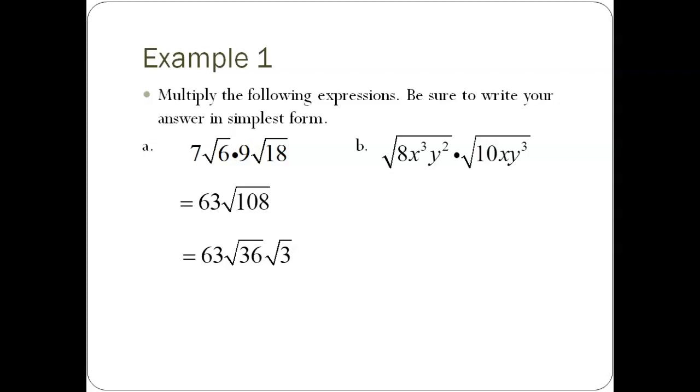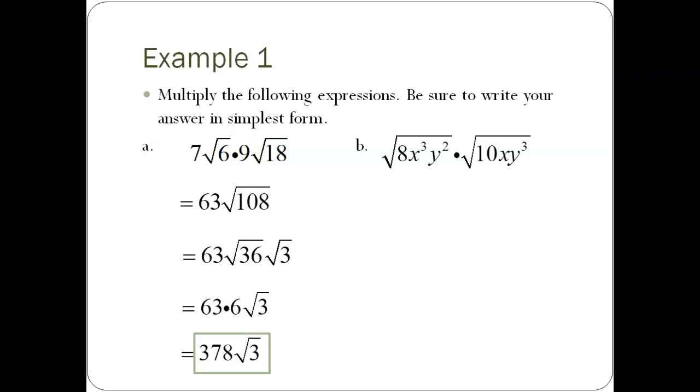Now I can simplify the square root of 36, and that becomes 6. So we have 63 times 6 times root 3. And then I'll go ahead and multiply 63 and 6, and that gives me 378. So my answer for this problem in simplest form is 378 root 3.